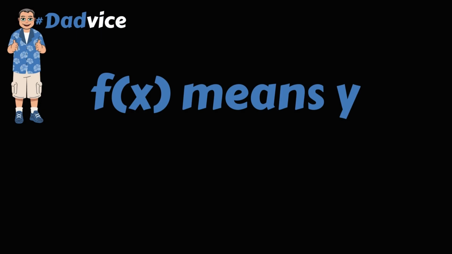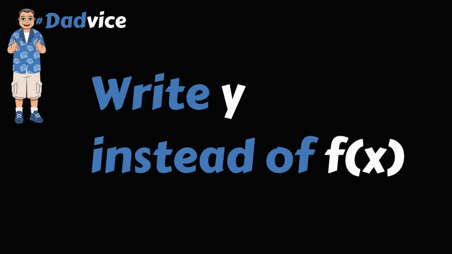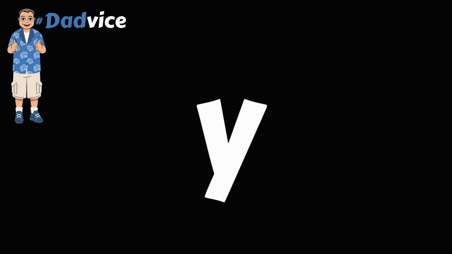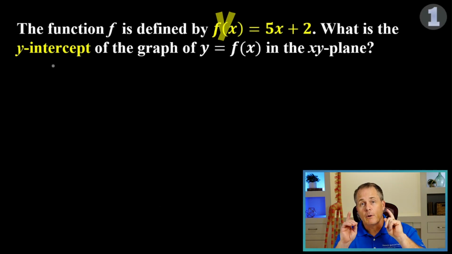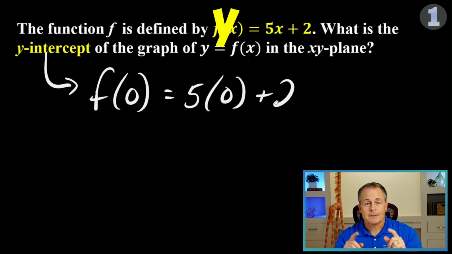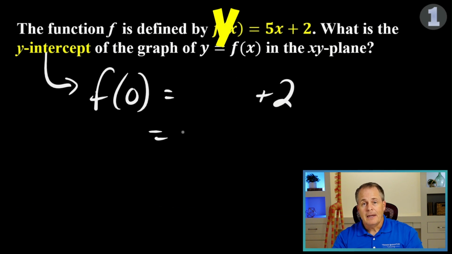F of X means Y. So whenever you see F of X, write Y instead of F of X. It's a lot less confusing. So now that we know where the Y is, it's finally time to put 0 in for X. This disappears, and the answer is just 2.